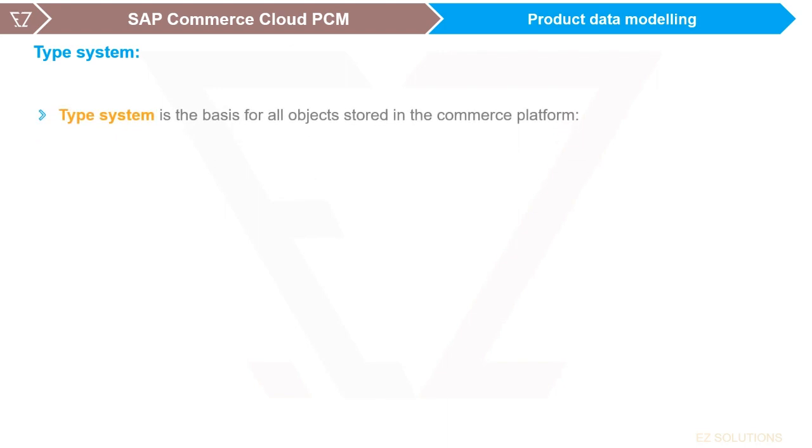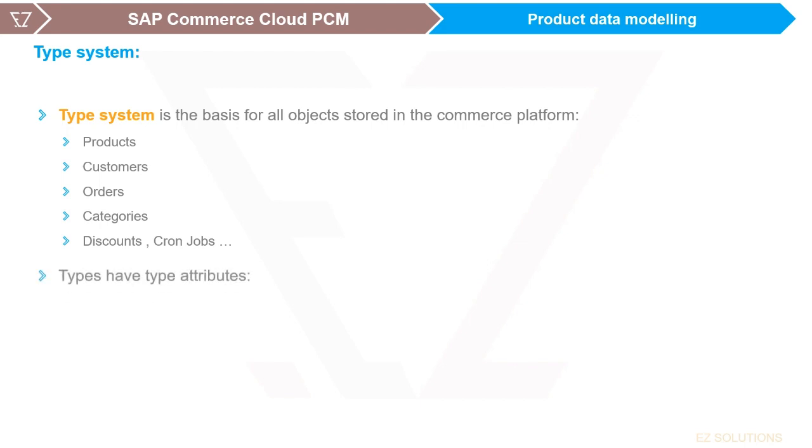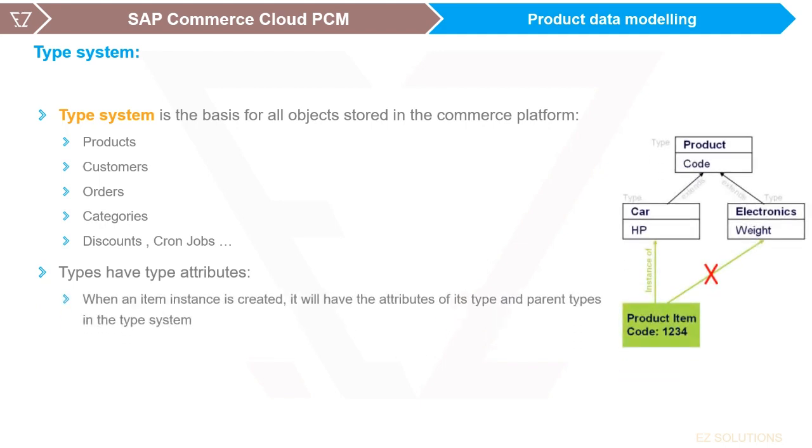The type system is the basis for all objects stored in the commerce platform. This can be anything from product information, customer data, orders, to categories, discounts, cron jobs, and so on. When speaking of the type system for products, there's a couple of things you should be aware of. Types have type attributes. When an item instance is created based on the type, say a car, this car will have all the attributes of its type and parent types in the type system.